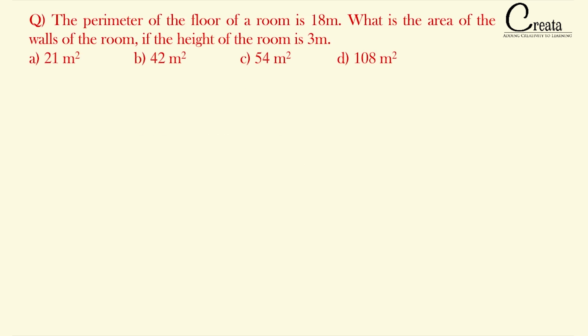Let's move to the next question. The question is, the perimeter of the floor of a room is 18 meter. What is the area of the walls of the room if the height of the room is 3 meter? Okay. Pause the video and try to solve the question on your own.